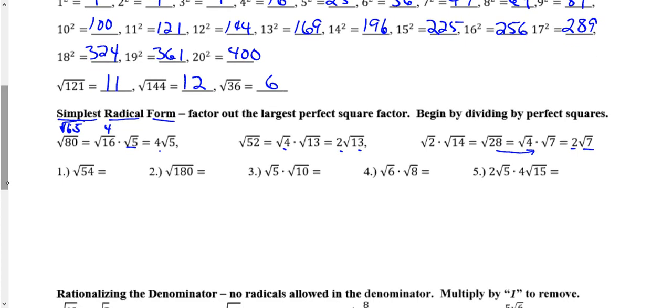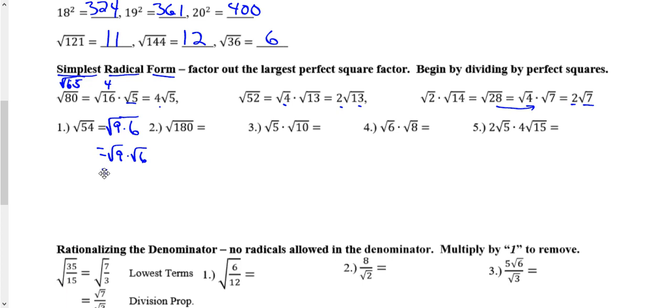So square root of 54 is the square root of what? 9 times 6. But I can break this up into the square root of 9 times the square root of 6. And what is the square root of 9? 3. So what's my answer here? 3 times the square root of 6. And there you go. Okay?